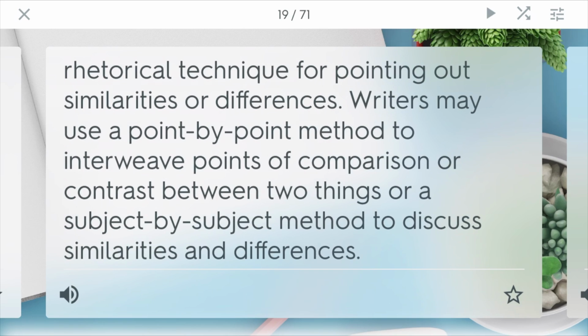Comparison versus contrast. This is a rhetorical technique for pointing out similarities or differences. Writers may use a point-by-point method to interweave points of comparison or contrast between two things, or a subject-by-subject method to discuss similarities and differences between two objects.